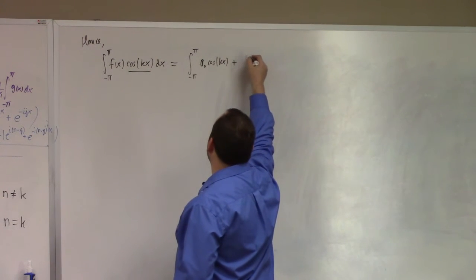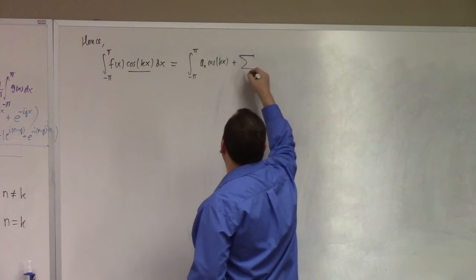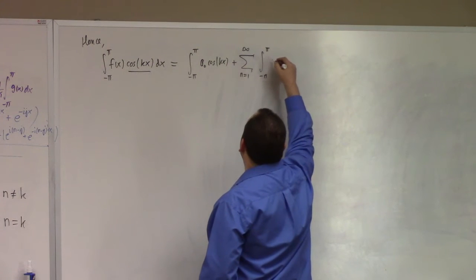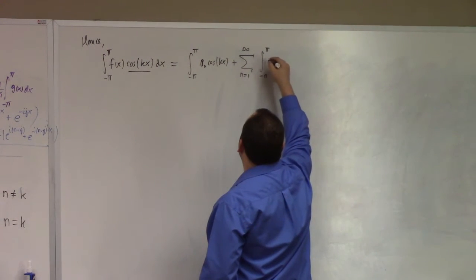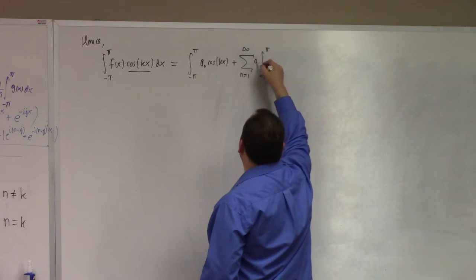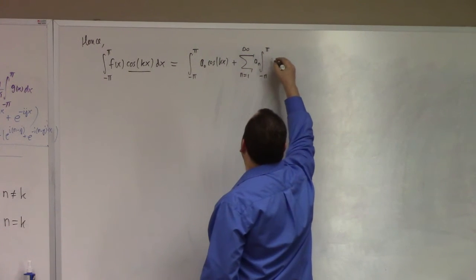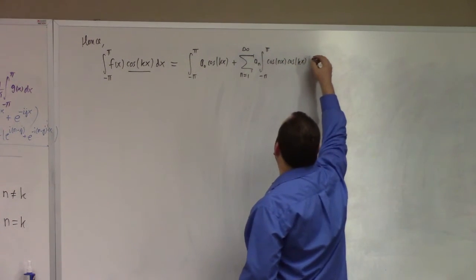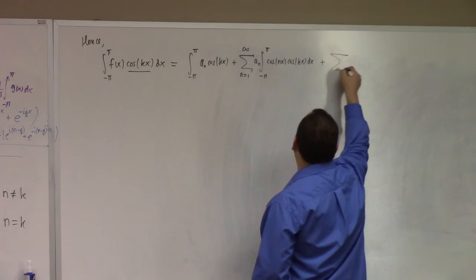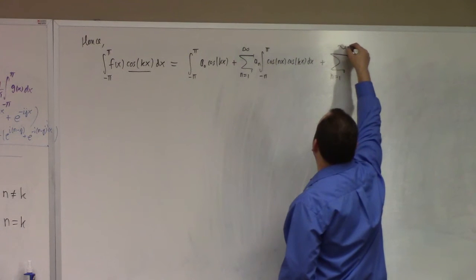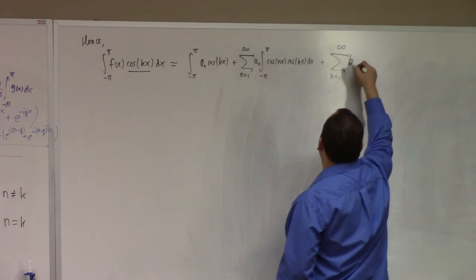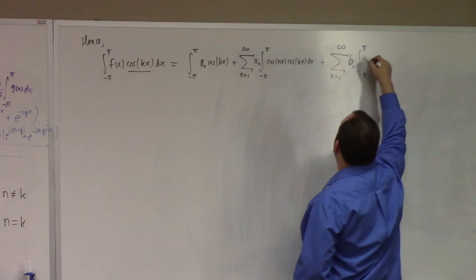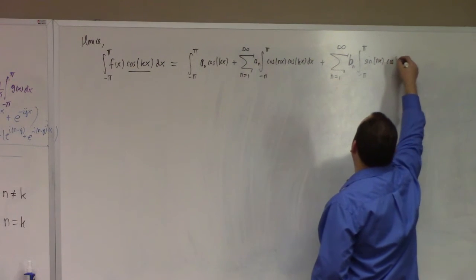Plus the sum. And I'm going to bring the integration inside too, if you don't mind, integration from minus pi to pi. And the coefficient we can leave out here, a sub n, right? And we've got ourselves a cosine nx, cosine kx dx, plus the sum n equals 1 to infinity of b sub n times the integral from minus pi to pi of sine of nx, right, cosine kx. Do you guys see what I did?